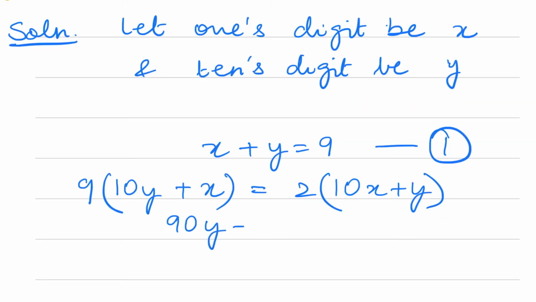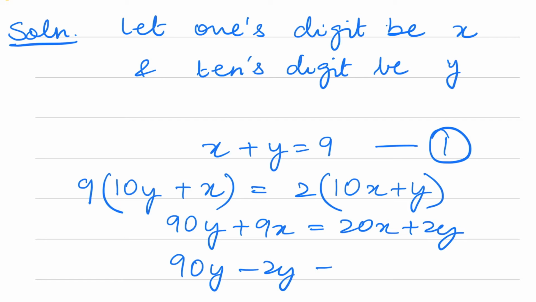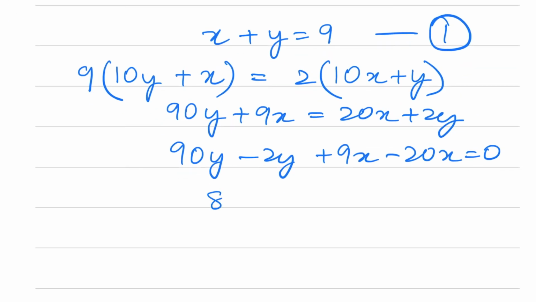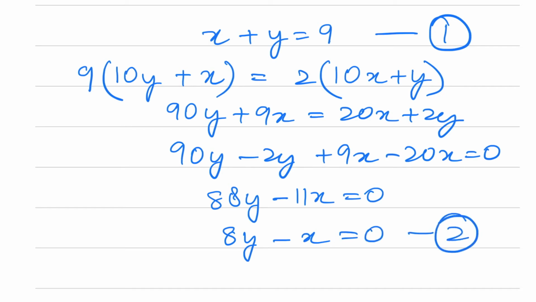So 9y plus 9x is equal to 20x plus 2y. 9y minus 2y plus 9x minus 20x is equal to 0. So it has 88y minus 11x is equal to 0. Now 11 I can take common, so 8y minus x is equal to 0. So this is the second equation.